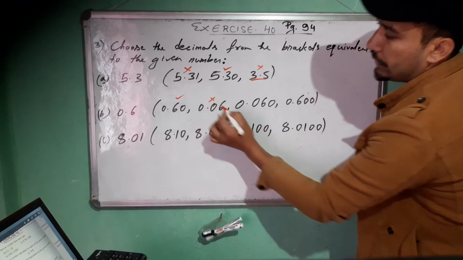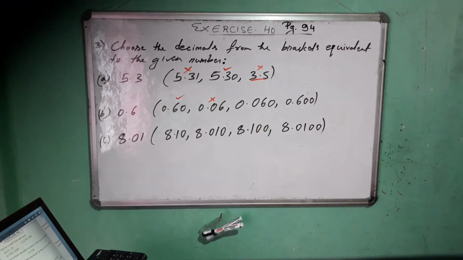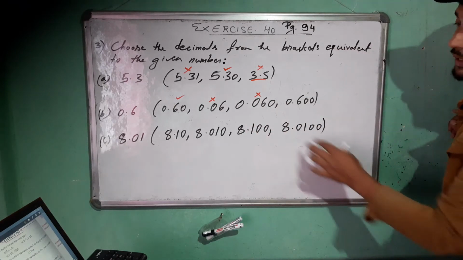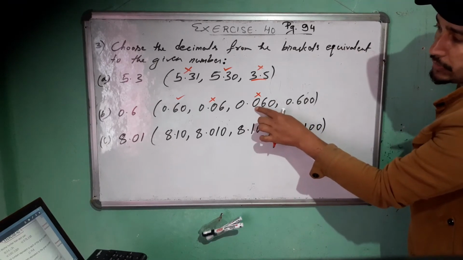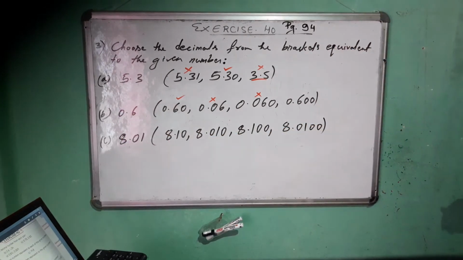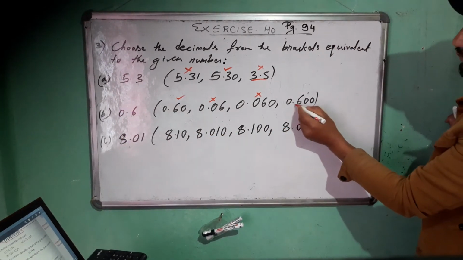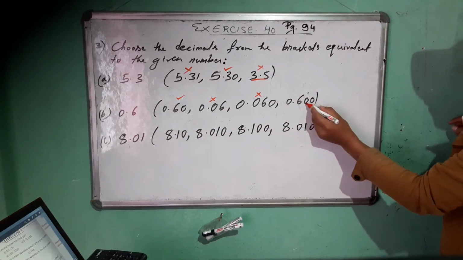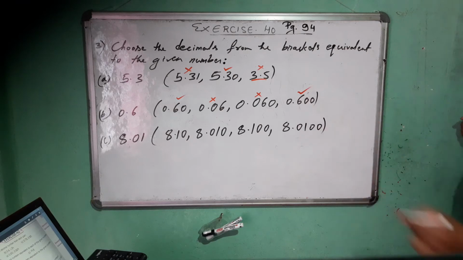0.06, this is not the equivalent decimal number. Okay, here 0.060, this is also not the equivalent number because 0 is added in front of 6. In front of 6, 0 is added. Okay, so that does not form equivalent decimal number. Here 0.600, so after 6, 2 zeros are added, so this is also the equivalent decimal number.